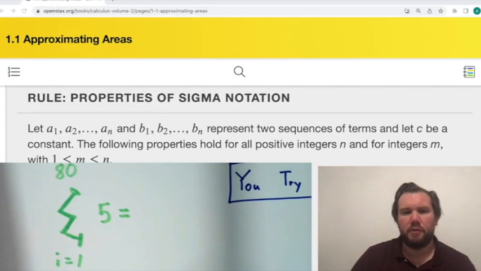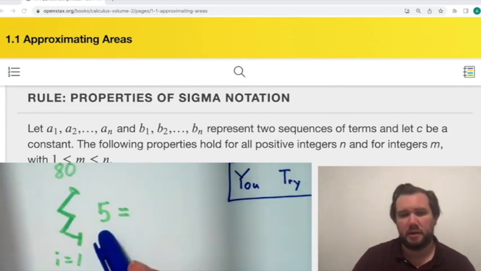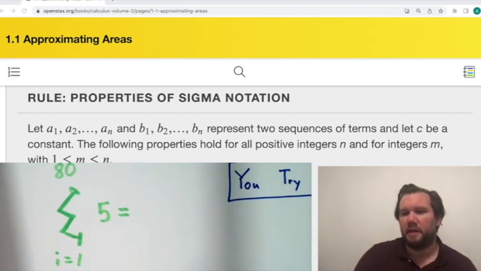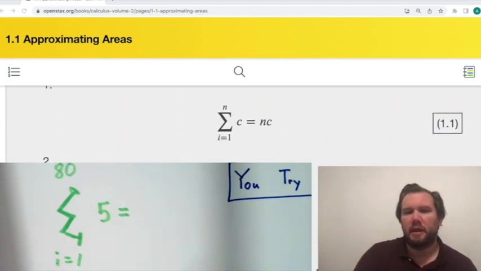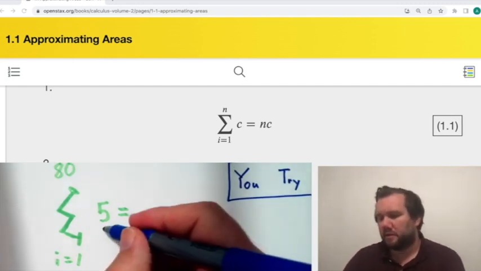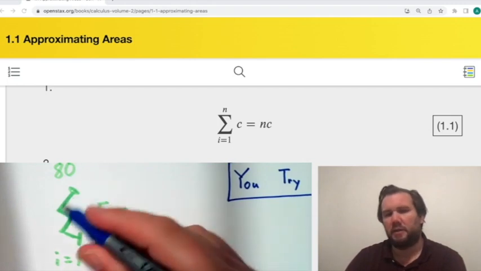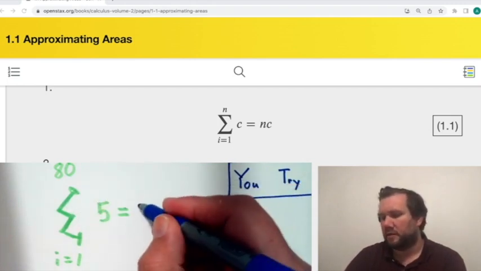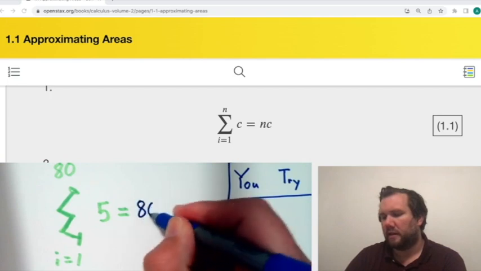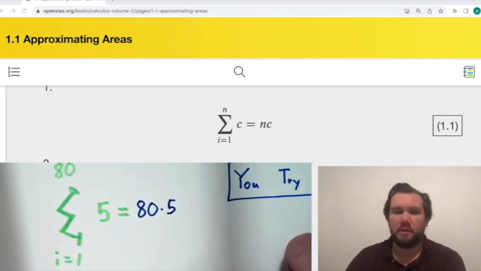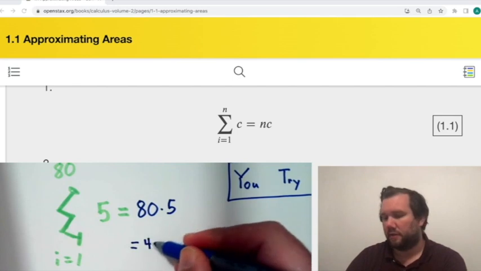So now let's have you try one. Suppose I ask you, what is the sum from i equals 1 to 80 of 5? So the expression is the constant 5. Don't write out 5 plus 5 plus 5, 80 times. Rather, recognize that you're dealing with this situation where you're adding a constant over some range. And so it's just going to be this constant 5 added to itself 80 times. But that's the same thing as 80 times 5. So you'll get that the final answer is 400.